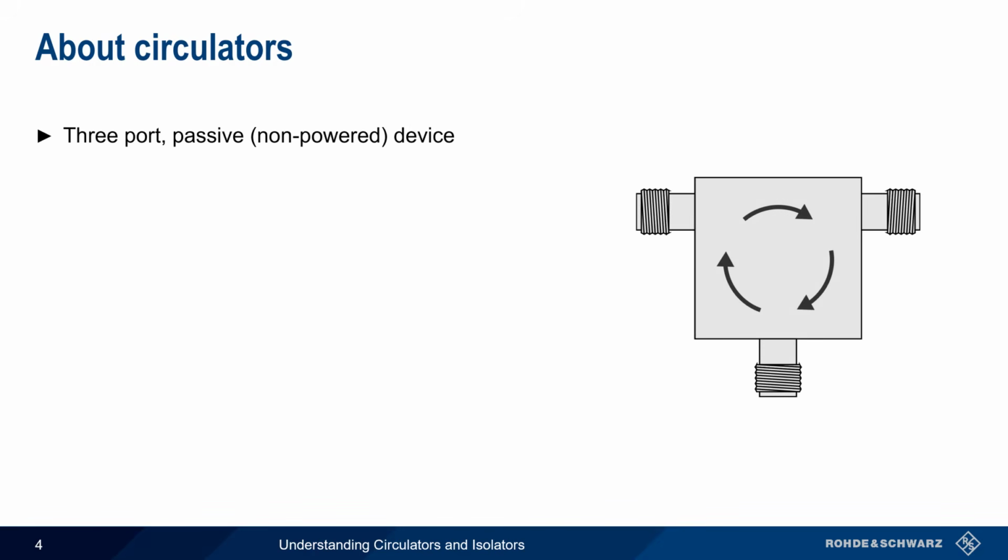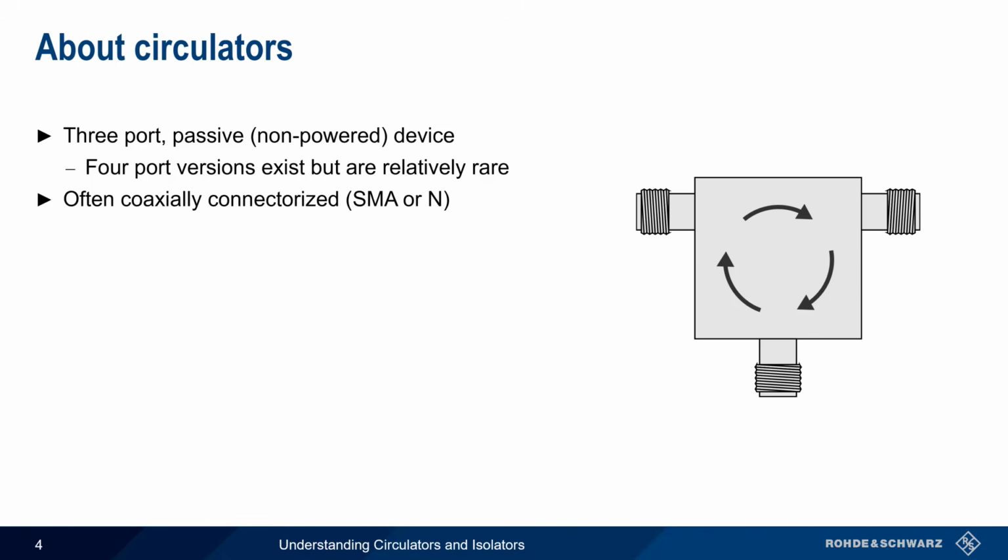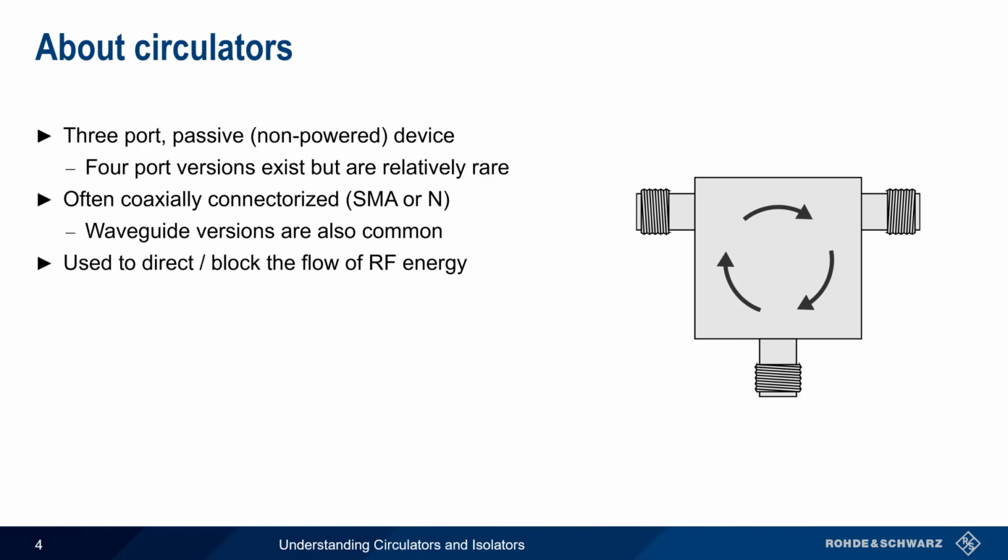Circulators are passive, that is, non-powered devices, usually with 3 ports as shown here. Although 4-port circulators do exist, they are much less common. In many cases, circulators are packaged with coaxial connectors, such as SMA or Type N, but there are also waveguide versions of circulators used in some applications, particularly radar. Recall from the previous slide that the function of a circulator is to direct and/or block the flow of RF energy in a given direction. We'll talk about this in much more detail over the next few slides.